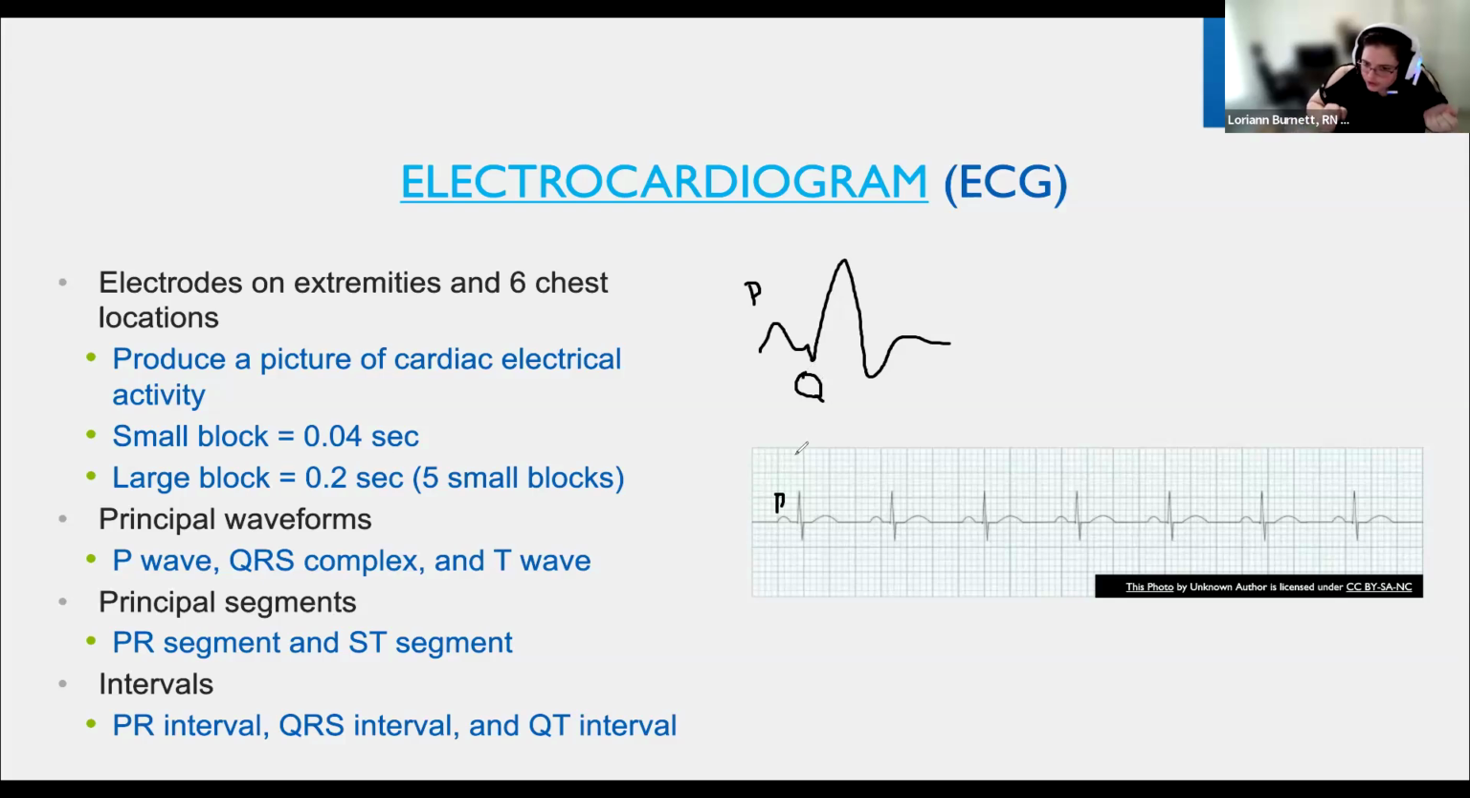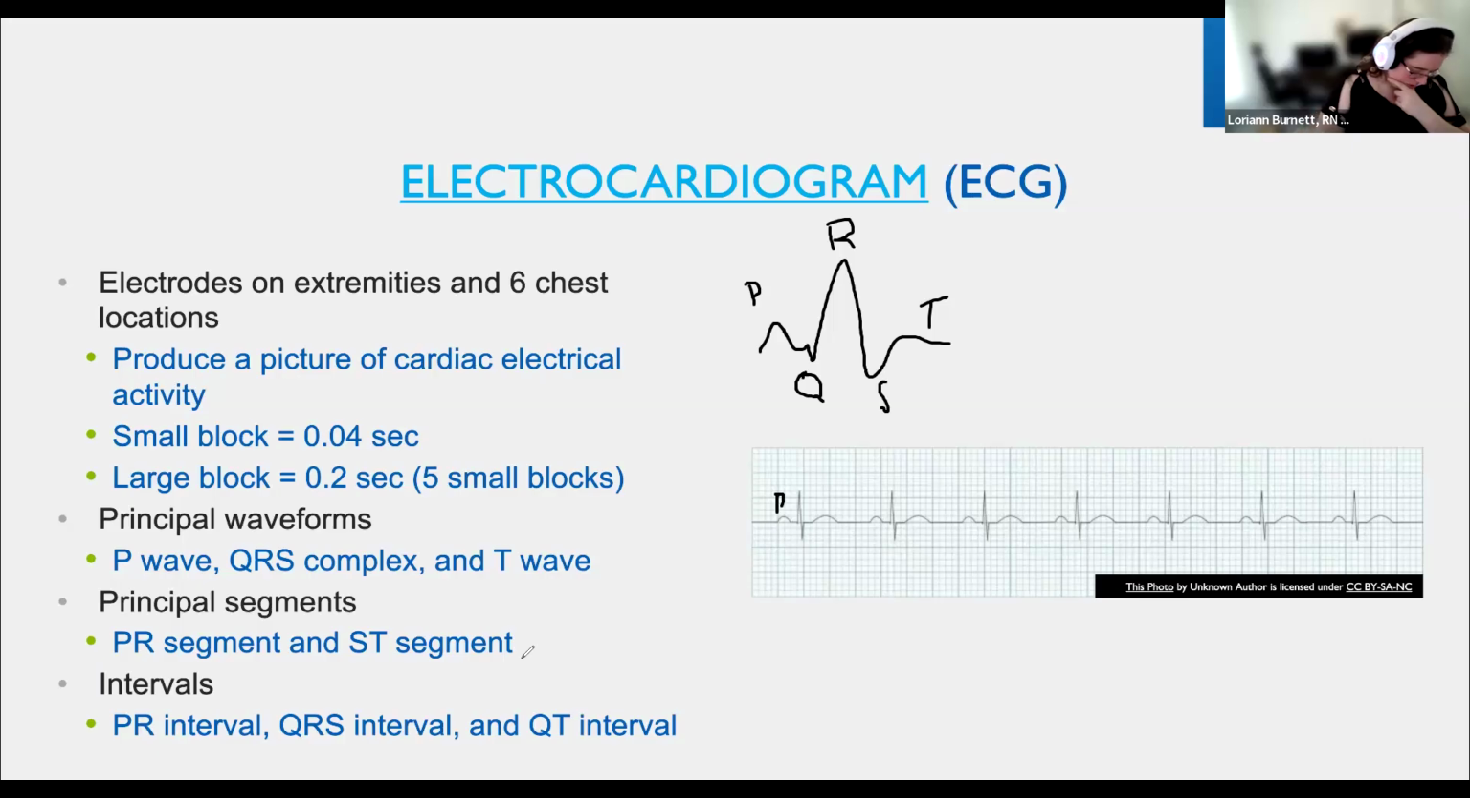That's kind of that charging. Our R is the actual electrical release or the contraction. Our S is kind of the reset, and our T is the whole heart kind of resetting. There is actually kind of a reset with P, but it's so small, and QRS is so big, we don't really see that. But we'll always have those things.